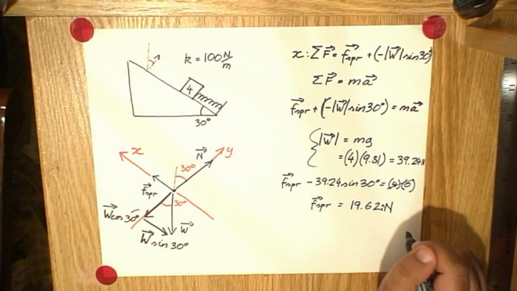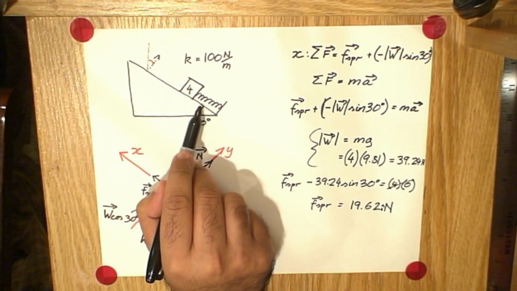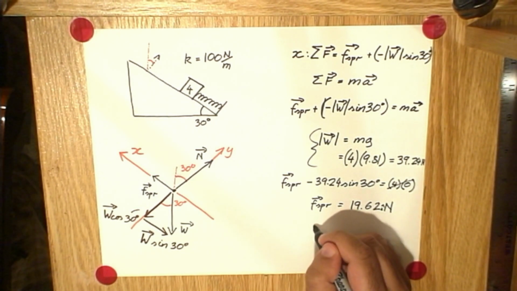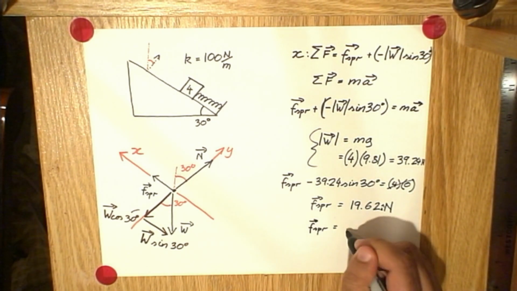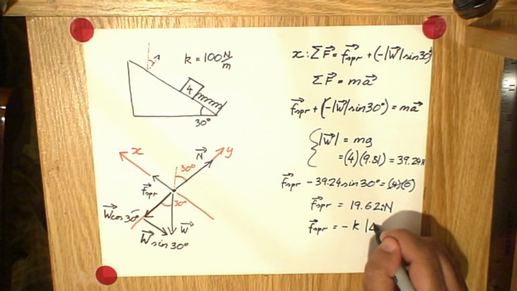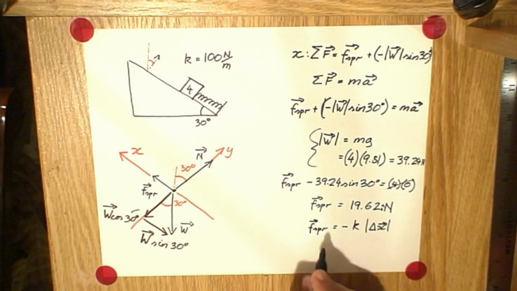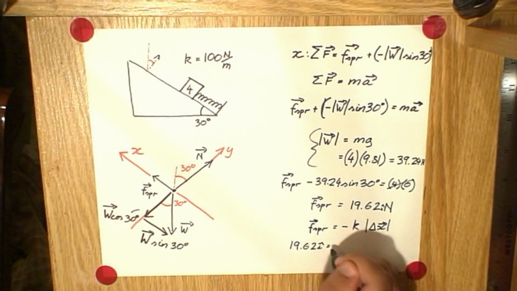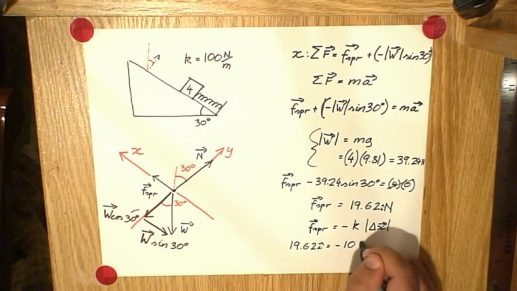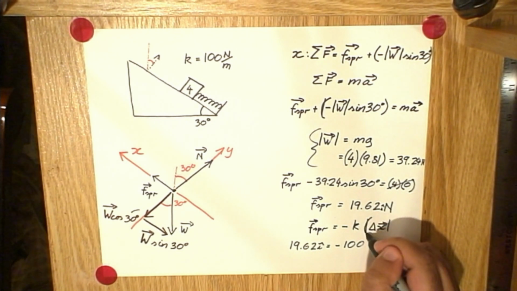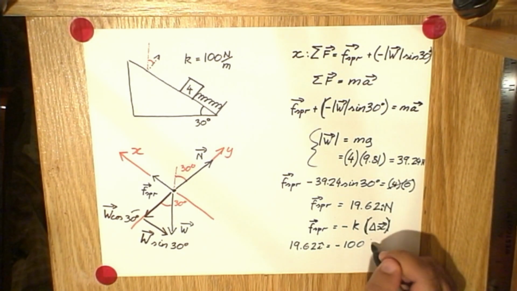Now, what were we actually being asked for? We were being asked for the compression of this spring. If you think back to the definition of the spring force, the rule is that the spring force is equal to negative k times the displacement of the spring, or the compression of the spring. So, since the spring force is 19.62 i hat, that must be equal to negative k, which was 100, times the displacement. Actually, I should not have these absolute value bars over here. These should be parentheses, not absolute value.